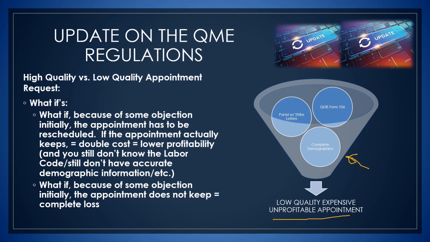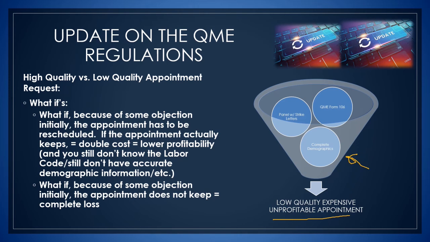Well, what if, because of some objection initially, let's say the parties say that, well, we have an objection to the panel. Okay, so imagine this. You get a request for an appointment. You go through the whole scheduling process of the appointment. You notify all the parties of the appointment. And then one of the parties, typically the defense attorney, will write you back and say, we have an objection to the panel, the specialty on the panel. Okay? So all of the time, all of the administration that you've spent on this evaluation is wasted.